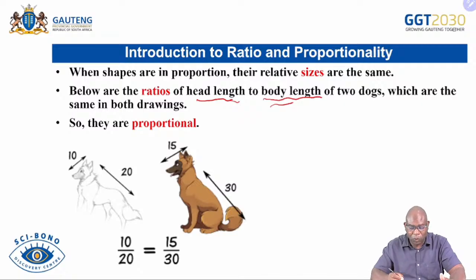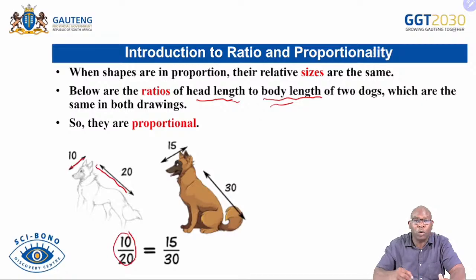Now, in this case, what are we looking for? We're talking about the proportion. The proportion of the head to the body is 10 over 20. In the other dog there, the proportion of the head to the body is 15 over 30. If I check this, 10 over 20 will give us 1 over 2.